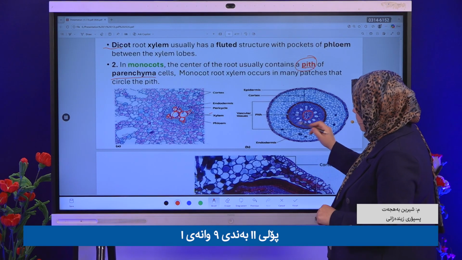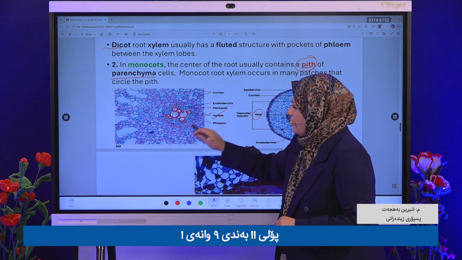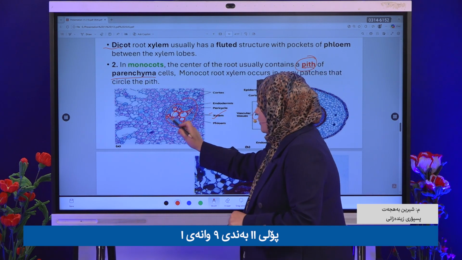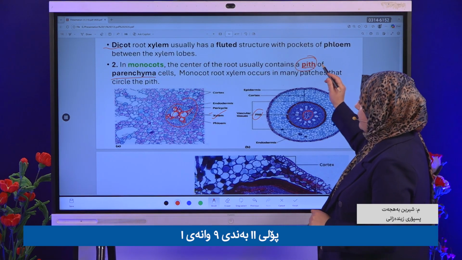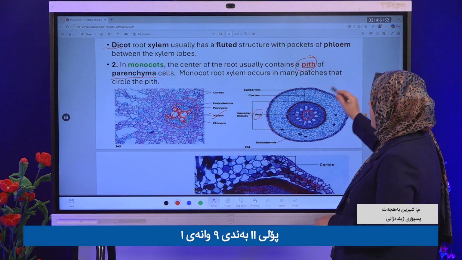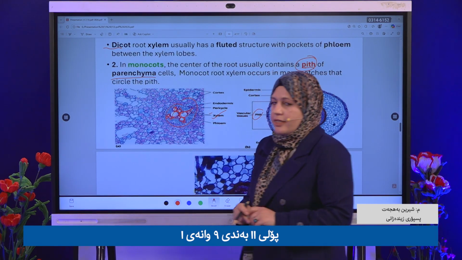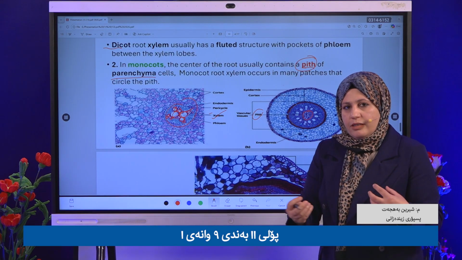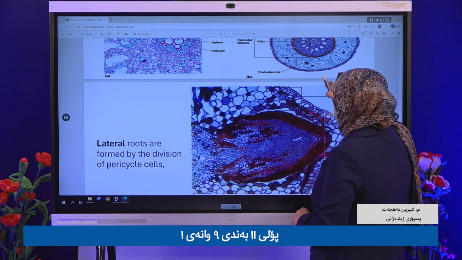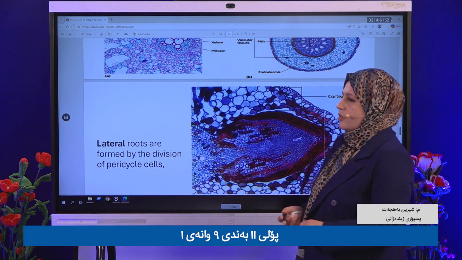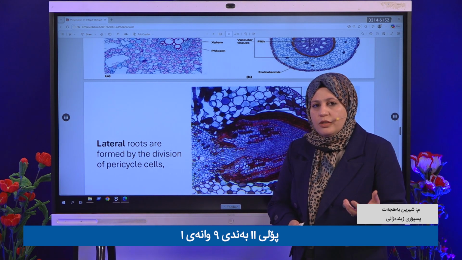Have you located which one is where? Pith is at the center here, and there the xylem is at the center, with a structure like an X. Clear? In monocots, this pith is made of which kind of cell? Parenchyma cells. Get it? Have you noted the difference between them? Okay. Let's go to how new roots form from old roots.